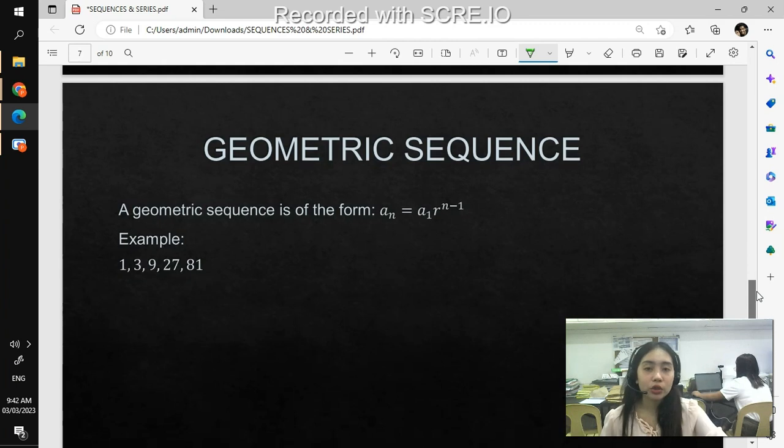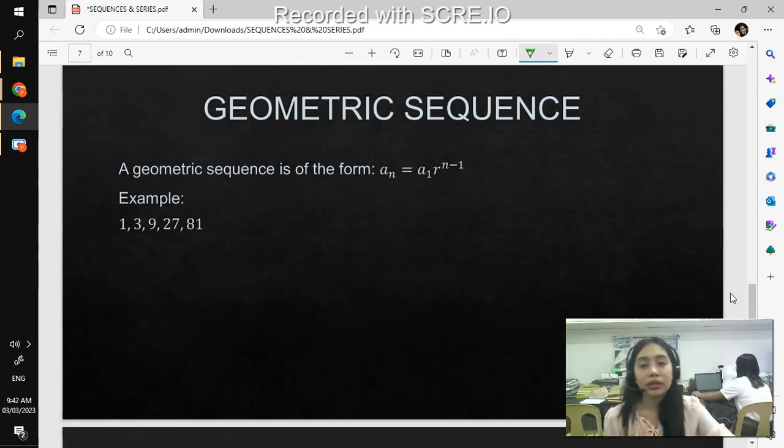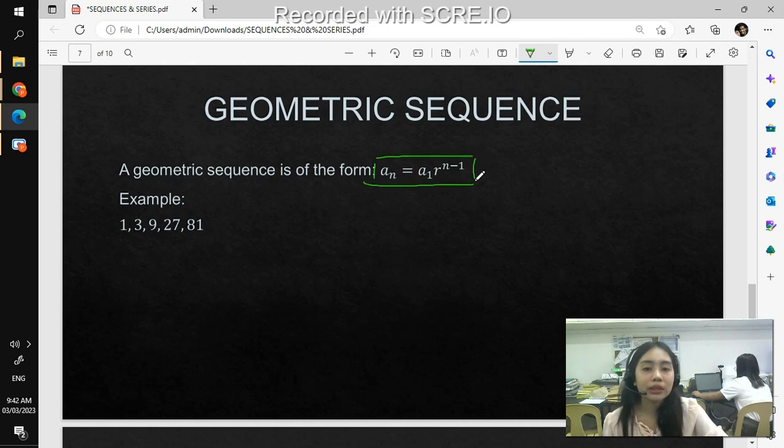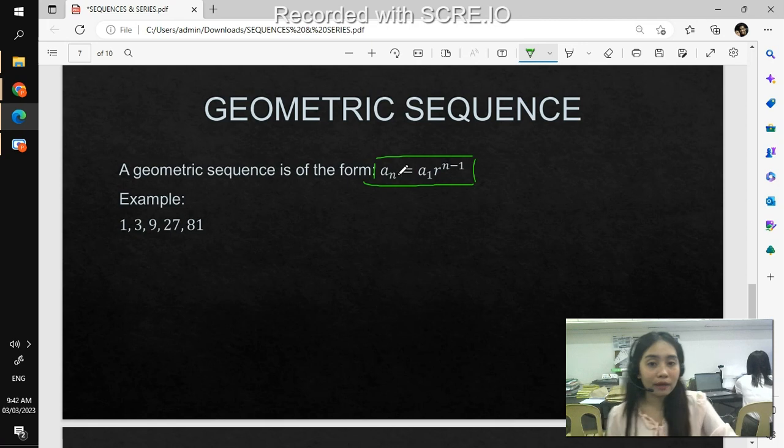Next, we'll be using the geometric sequence. When we say geometric sequence, this is a sequence of the form a sub n is equal to a sub 1 times r raised to n minus 1. A sub n is the missing term. A sub 1 is the first term. R is the common ratio. And n here is the position of the term, which will be the same value as the variable n on the left side.